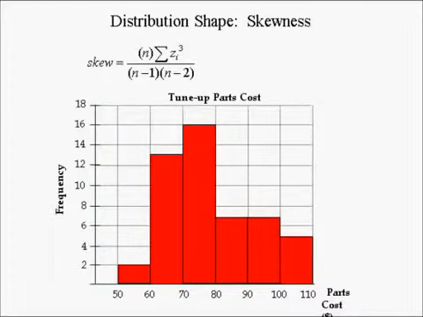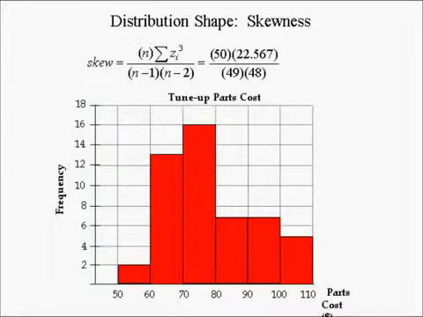Now the skew is approximately equal to the average cube z-score. If skew is equal to 0, the histogram will look symmetric. If skew is negative, the histogram will have a long left tail. If skew is positive, the histogram will have a long right tail.